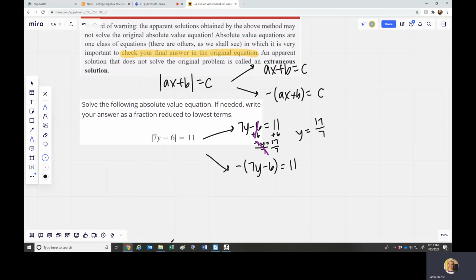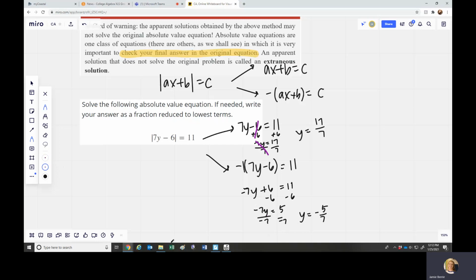And then here, we're going to multiply through by negative 1. You could put a little 1 out here if you wanted to. That'd be positive 7y plus 6. Excuse me, negative 7y, right? Because negative 1 times positive 7 will be negative 7. All right, so negative 7y plus 6 equals 11. Go ahead and move the 6 over. Negative 7y equals 5. Divide both sides by negative 7. And you get y equals negative 5 over 7.